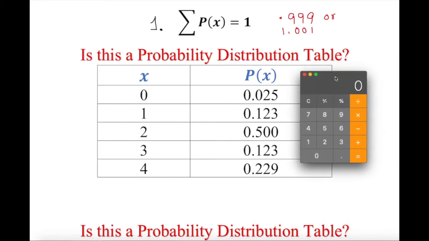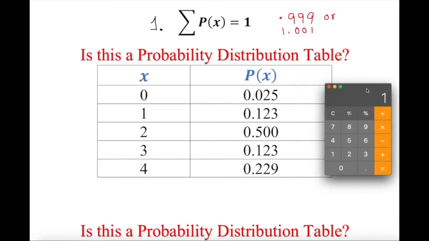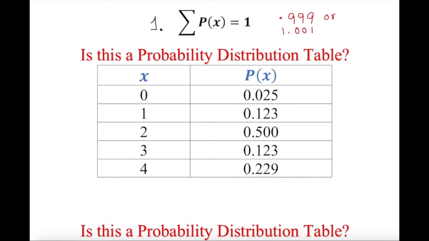With any simplest calculator, I'm using this very simple calculator here. So it's 0.025 plus 0.123 plus 0.5 plus 0.123 plus 0.229. Enter. Oops, very lovely. We get 1 as the probability. It is a probability distribution table.